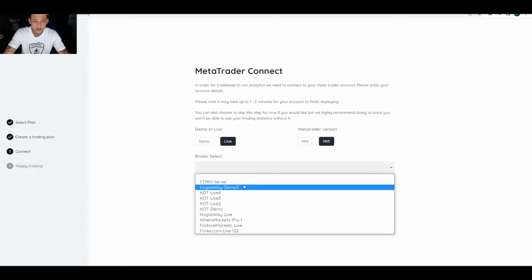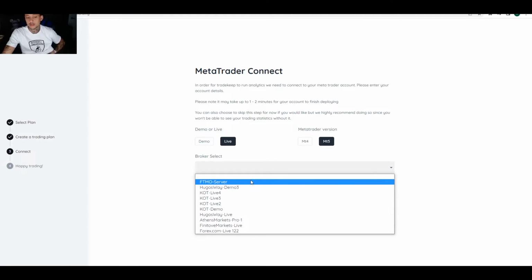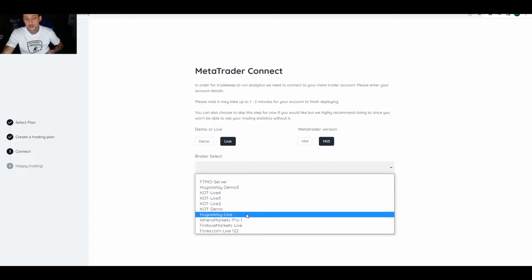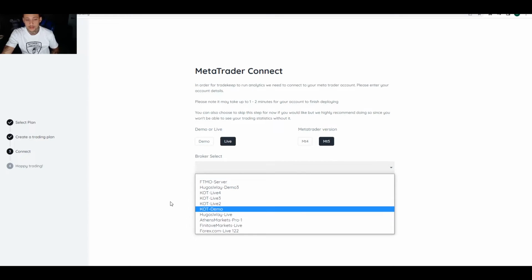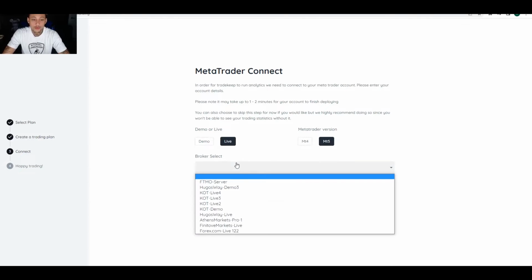Then we're going to select the broker. And as you guys can see, we have a few different brokers to select through. As of right now, there's a lot more, including FTMO, etc., etc. Right? There's FTMO here. You have Hugo's Way. There's brokers currently still being imported. If you guys are trading on a specific broker that you don't see on TradeKeep just yet, let me know down in the Discord chat, and I'll make sure that gets imported right away.